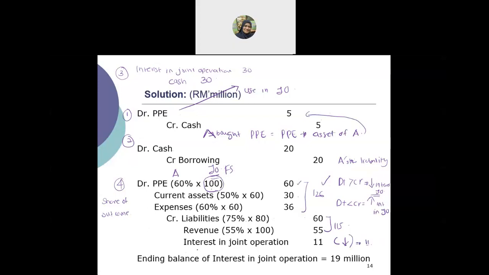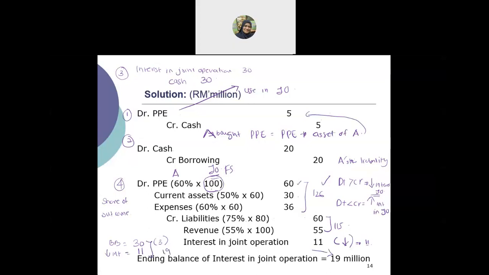Okay, so now we're going to check here. I just finished with this one. If you have any question after this, okay, now we need to check the ending balance. The ending balance of your interest in the joint operation: the beginning balance, you start with 30. Journal entry number 3, you start with 30, and then you have a reduction in the interest, because the interest here is on the debit side, yeah? So now it becomes the credit side. So you're going to minus the reduction in the amount of your interest, 11 here. Now the ending balance becomes 19.